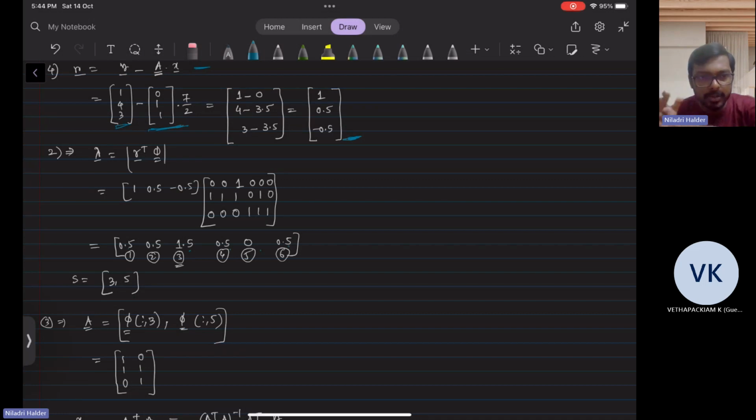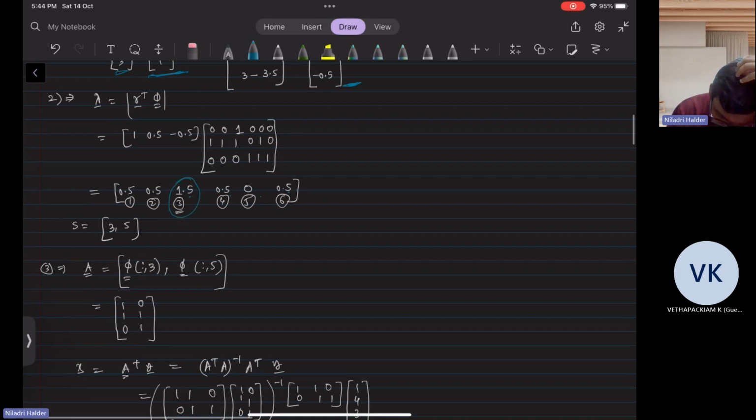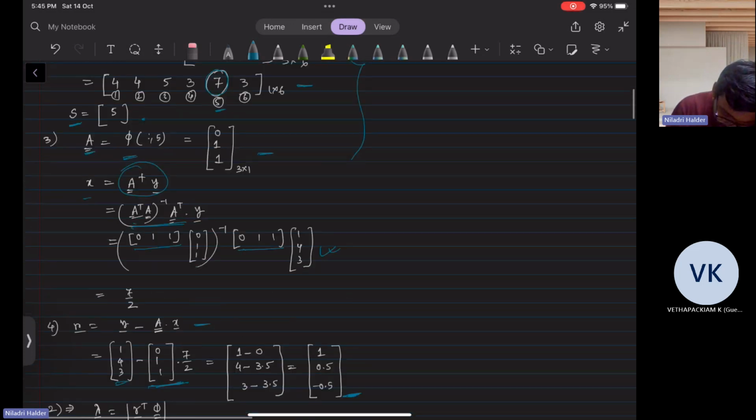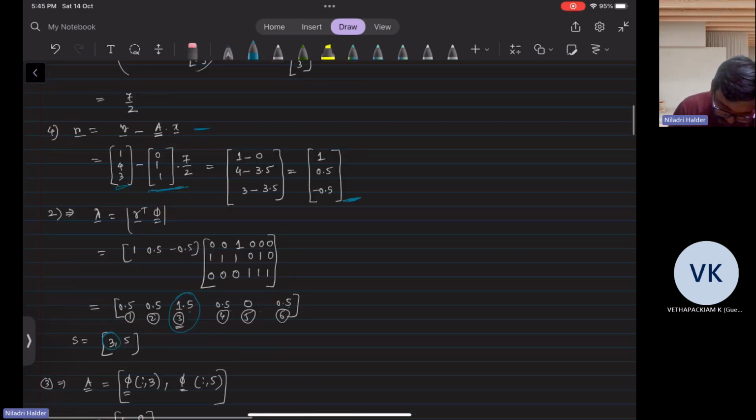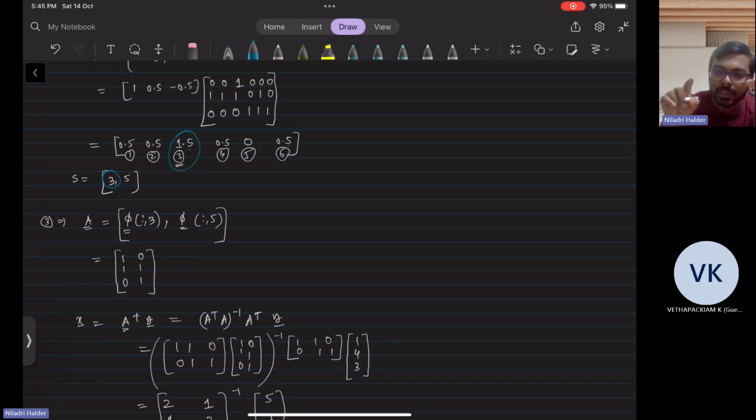Now I'll check the maximum position of the lambda. Its maximum is at the third position, giving a maximum of 1.5. So S will take the third also. Earlier it was the fifth, and now it's giving the third position also. So now S is a vector containing two elements, 3 and 5.